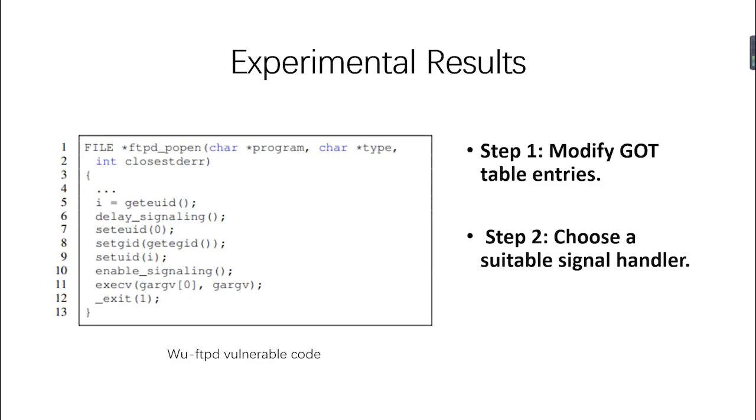In our WFTPD attack, we exploit a format string vulnerability. This code is abstracted from WFTPD. We leverage this function to conduct our attack. We send a signal when the program has isolated privilege and before it invokes the exec function. In the signal handler, we modify the parameters for the exec function. When the signal returns, the attacker will obtain a root shell.